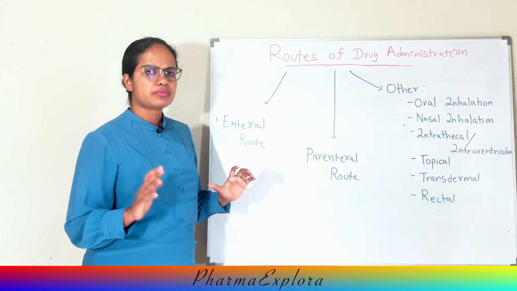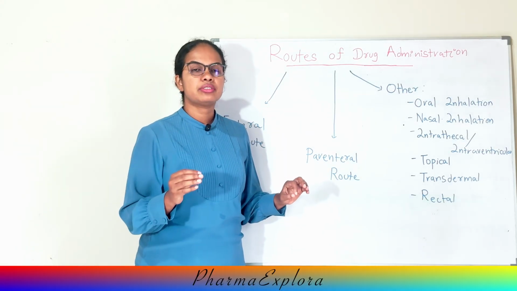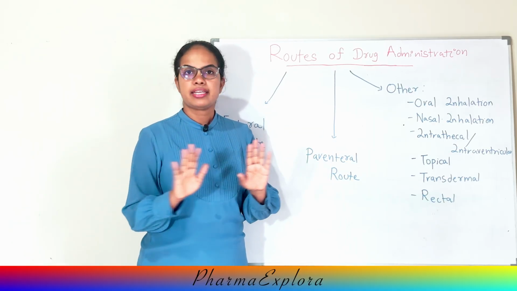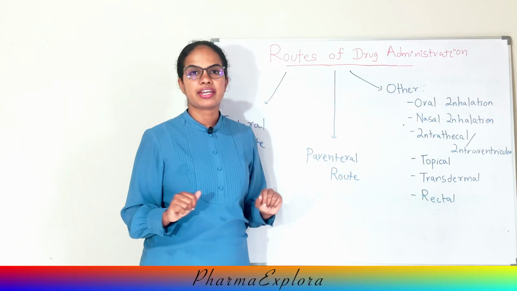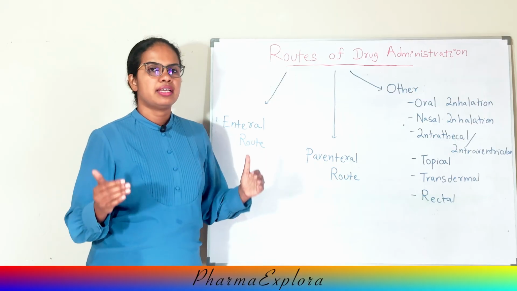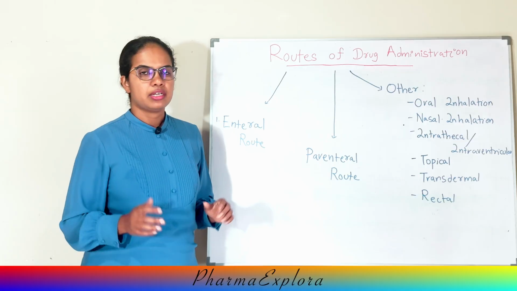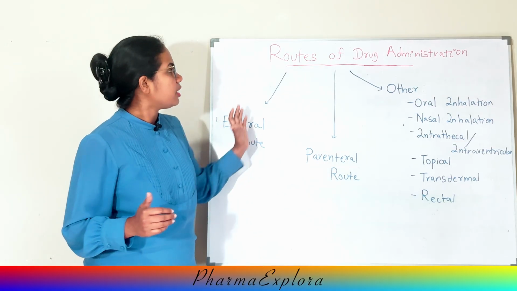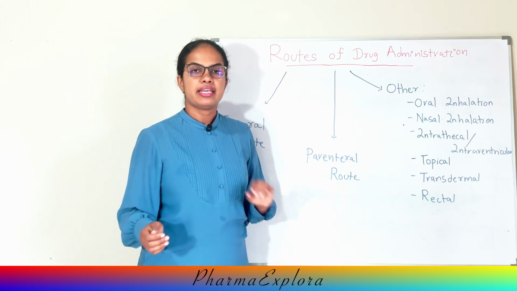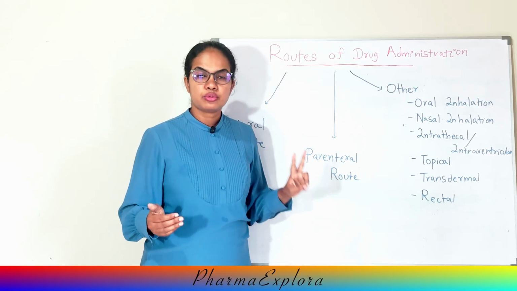Also, to conclude, you can see that selecting a particular route of administration for a particular medicine isn't just a random decision. It's a decision based on the properties of the drug as well as the therapeutic outcome we want. Now let me repeat it again. Selecting the route of administration for a particular drug isn't a random decision. It is determined by two main aspects.